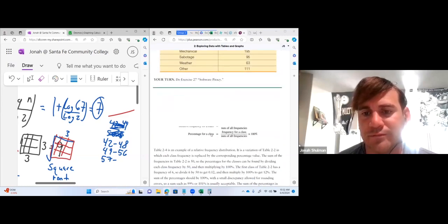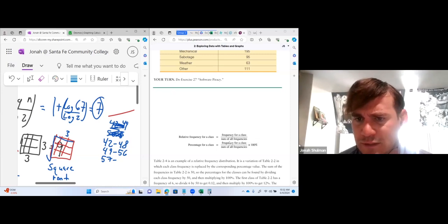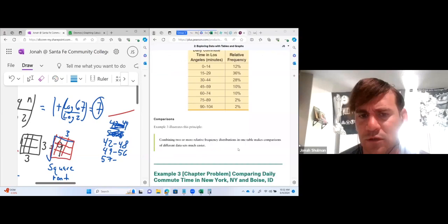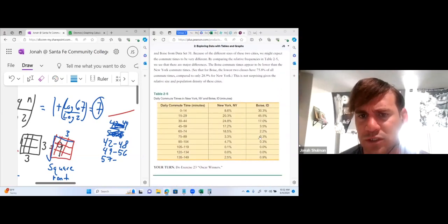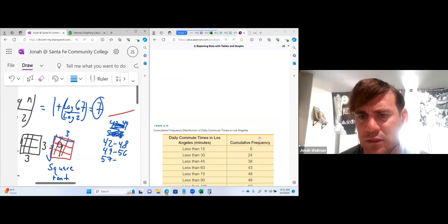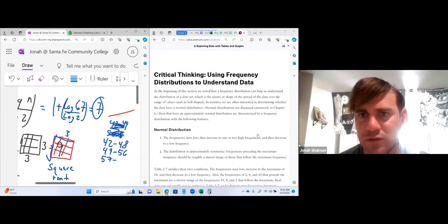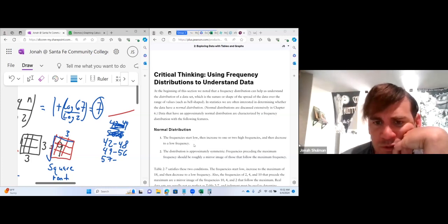Example 2. We did this, the percentage: frequency for class over the sum of all frequencies. So you get the percentages, which is nice. And then the cumulative, which you add them up. I assume that's what they were going to have you do. Oh, we get to do normal distribution. Cool. So normal distributions.